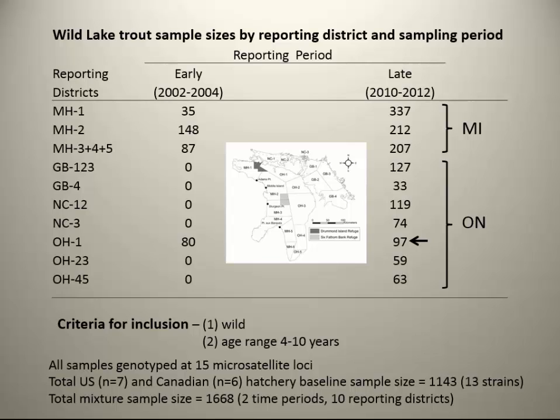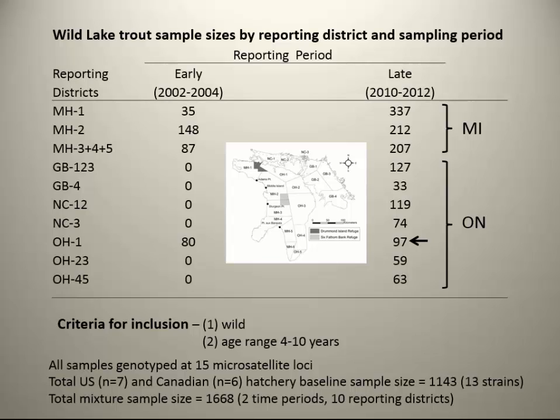And so what we did, this represents the two time periods, so 2002, 2004, 2010, 2012. We were only sampling individuals from 4 to 10 years old in each of these different time periods. And with those criteria, these are our sample sizes for these reporting districts, okay? So the criteria for inclusion were wild fish, the range of ages.